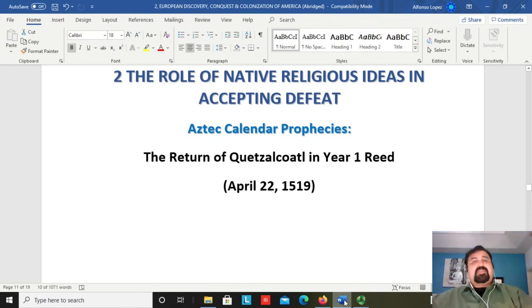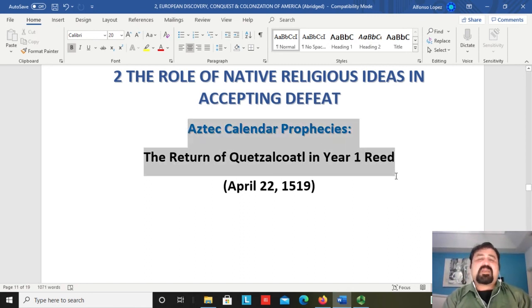Now, there's the role of Native American religious ideas, as well, as a lesson of the conquest, and that is another reason why the Aztecs and the Incas were conquered by the Spaniards: they had certain religious ideas in which they believed that defeat was unavoidable, that they had to accept defeat, because the Aztecs had certain calendars.